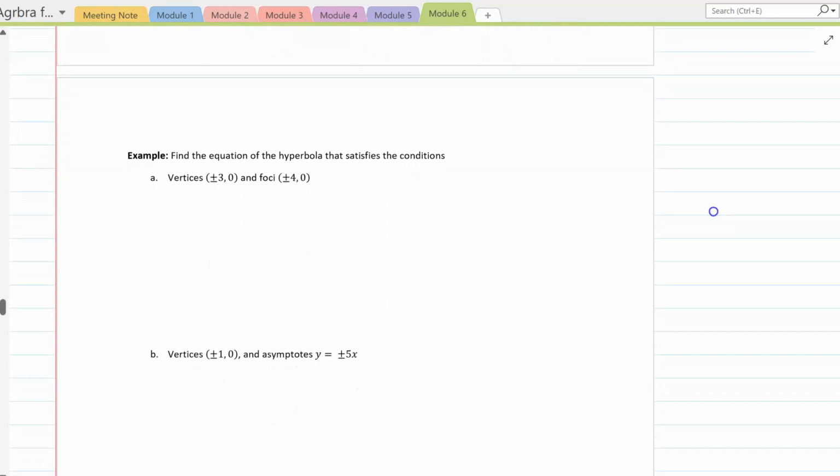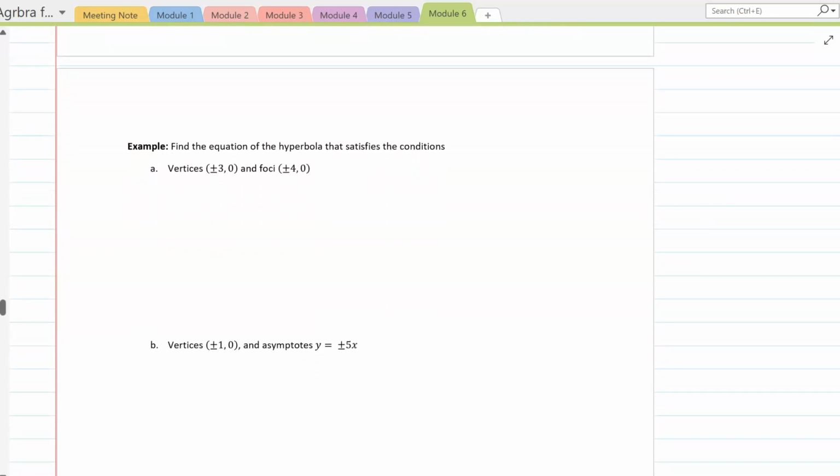Let's say we want to find the equation of a hyperbola that satisfies the given condition. We have the vertices plus minus 3 and focus of plus minus 4. Now because the vertices are on the x-axis, this means we have the case of x squared divided by a squared minus y squared divided by b squared equal 1.